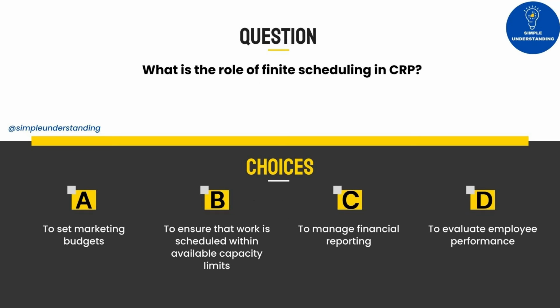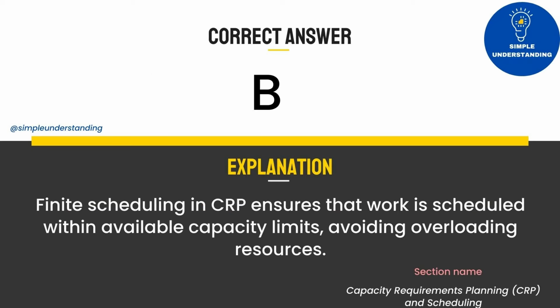10. What is the role of finite scheduling in CRP? A. To set marketing budgets. B. To ensure that work is scheduled within available capacity limits. C. To manage financial reporting. D. To evaluate employee performance. Correct answer, B. Overall explanation: Finite scheduling in CRP ensures that work is scheduled within available capacity limits, avoiding overloading resources.